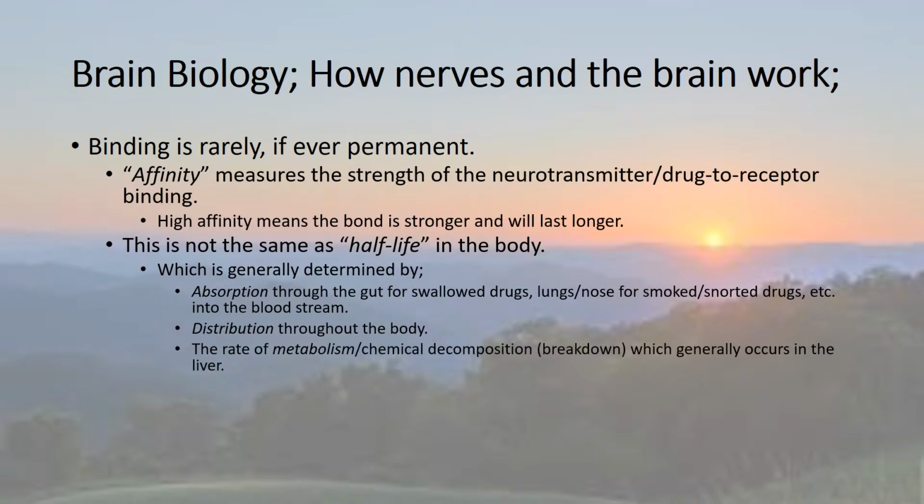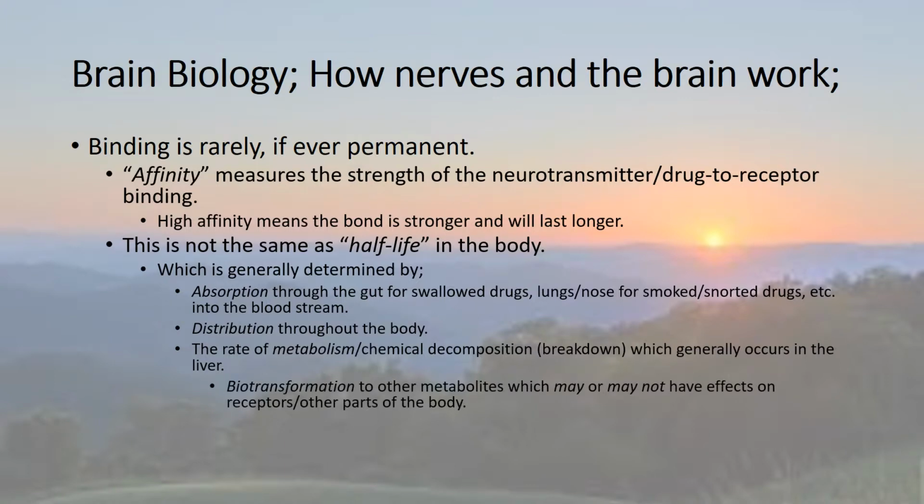The rate of metabolism, or chemical breakdown and decomposition of the drugs, usually occurs in the liver, but not always. Sometimes other organs can also have a role in this. Biotransformation to other metabolites may also occur. Sometimes these other metabolites may or may not have biologic activity on other parts of the body where there are other receptors. Excretion usually happens through the kidneys, sometimes through stool, breathing, or sweat. So ADME: absorption, distribution, metabolism, excretion. This is the ADME of pharmacology. If you ever hear that term used, you'll know what is being talked about.